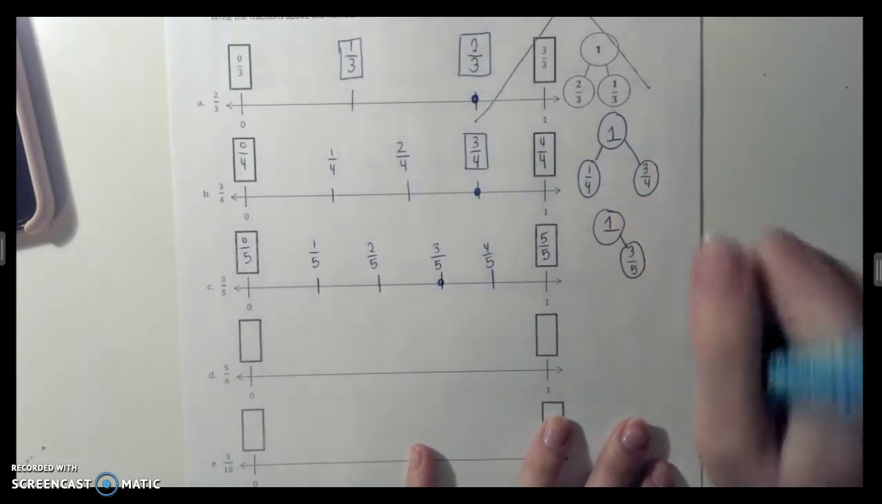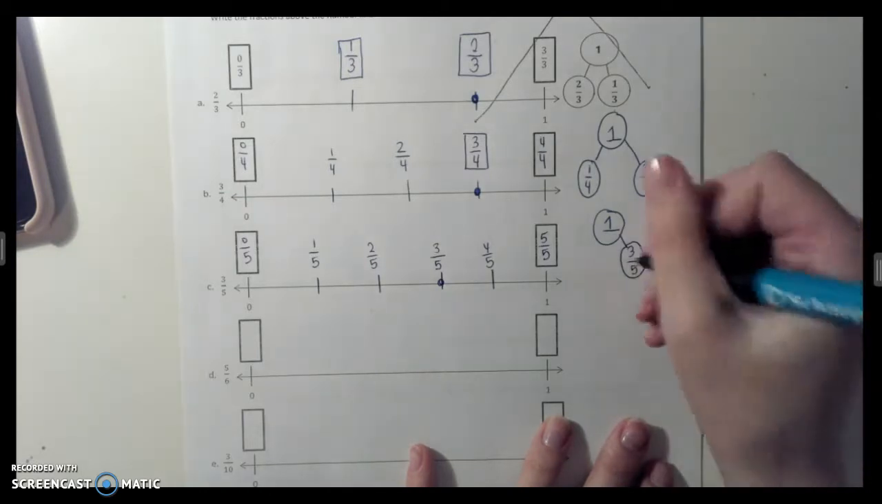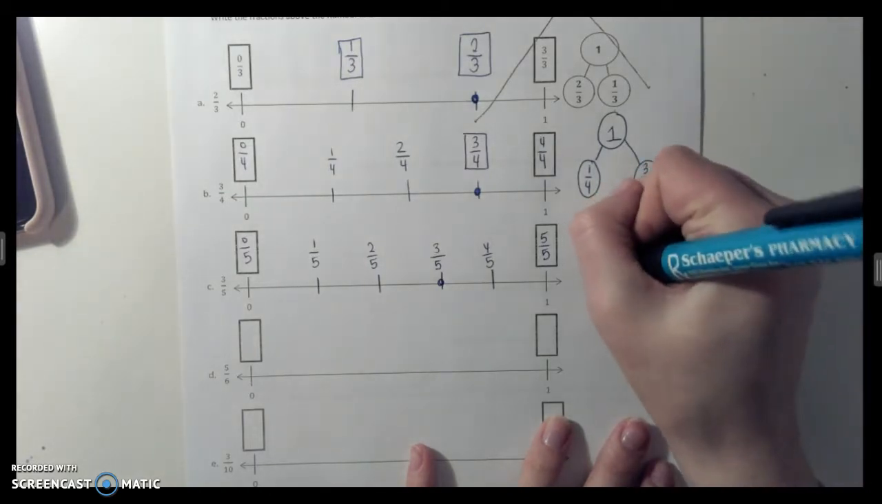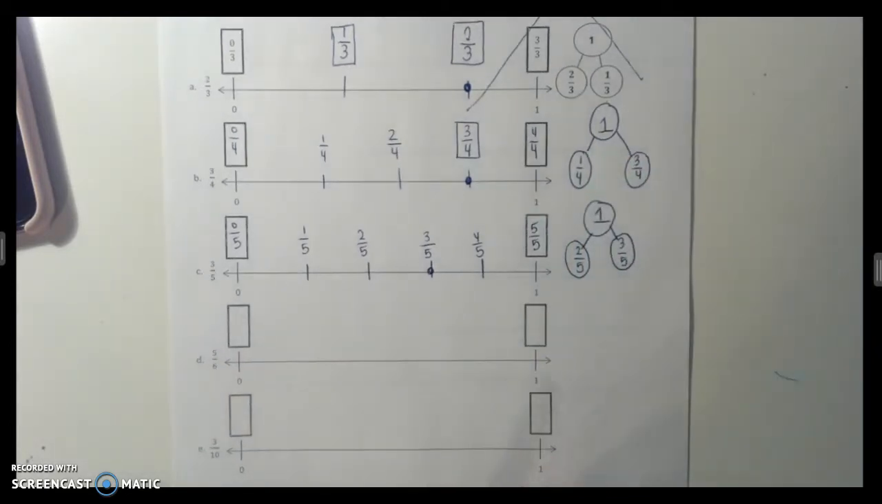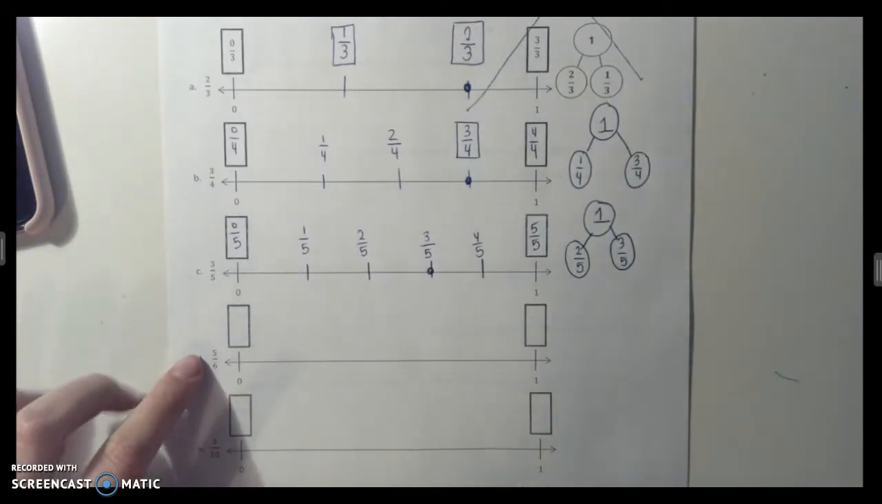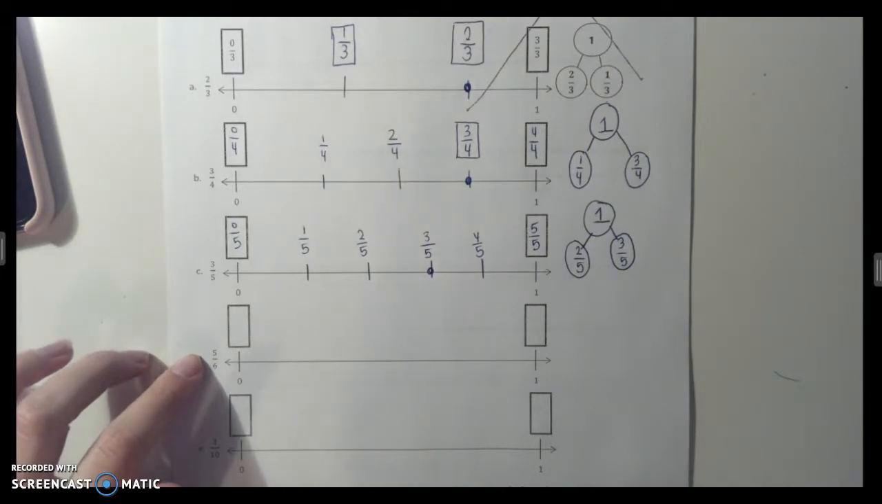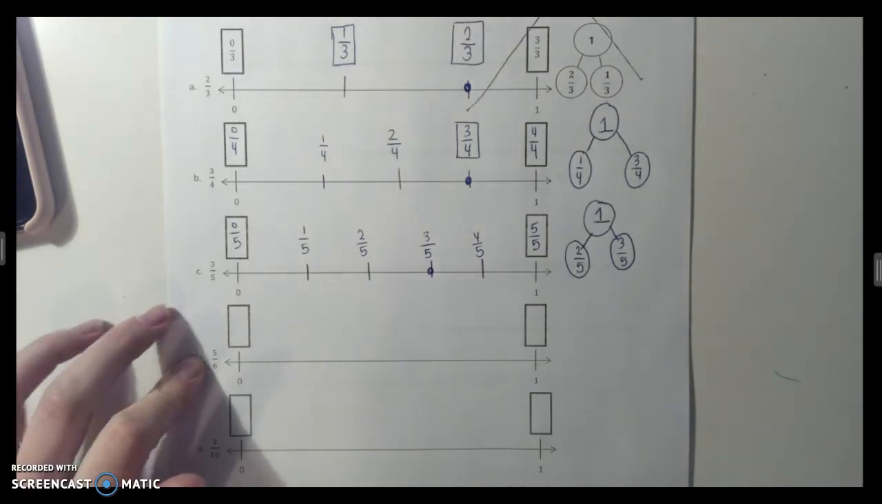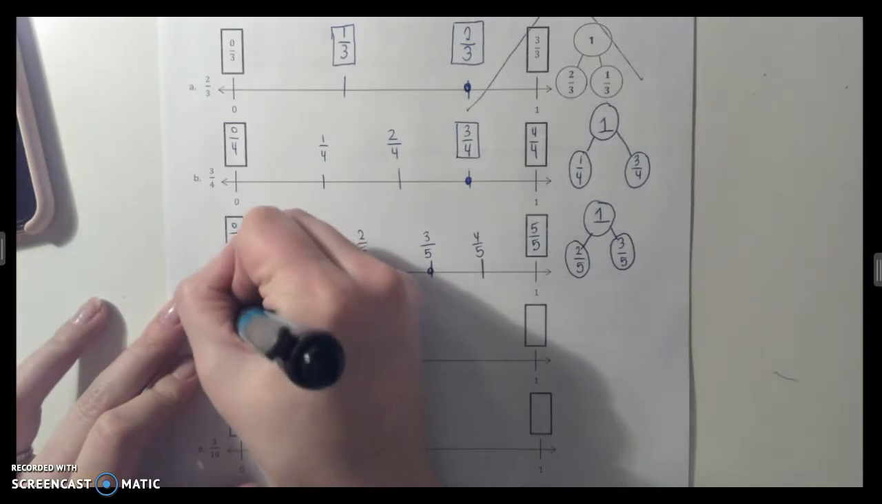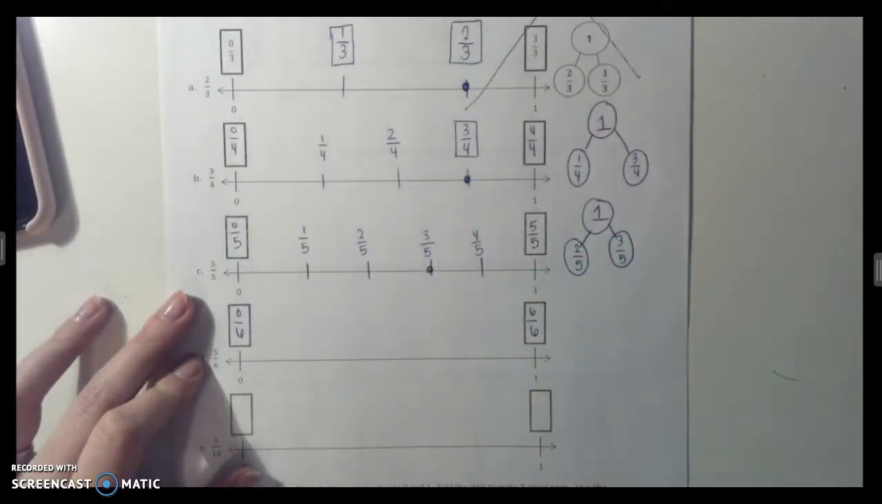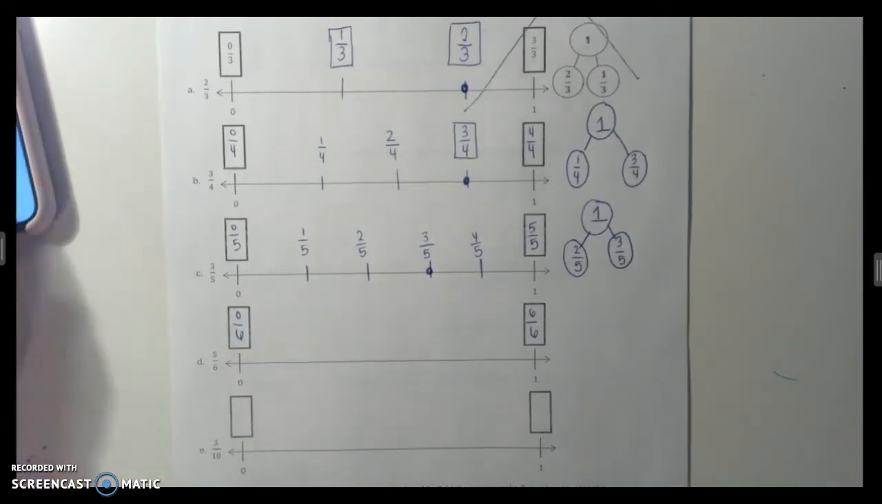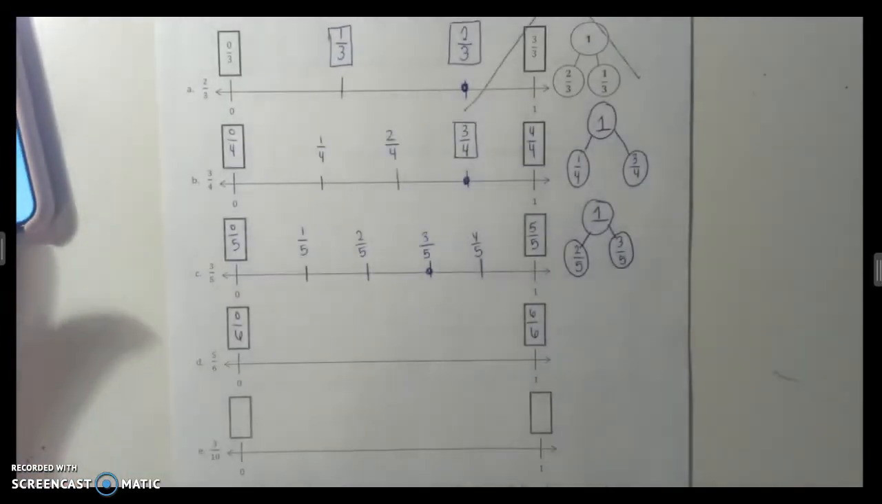And how many more fifths do I need to make a whole? I need 2 to make 1 whole. There we are. All right, now on D, they want us to do 5/6. So we will go ahead and do 0/6 and 6/6. And we'll split our number line up to make that correct.